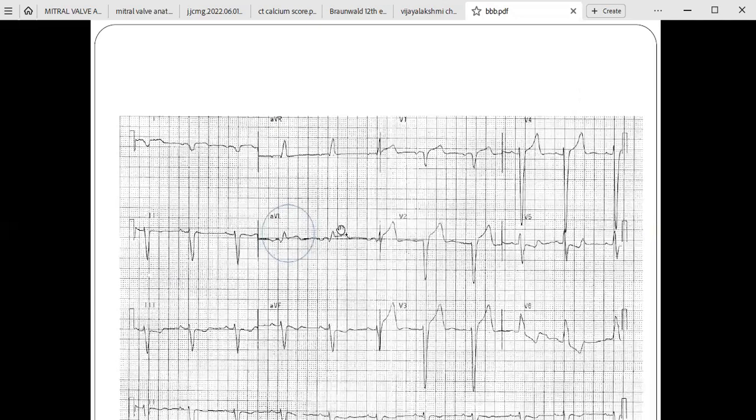You can see here an ECG where in aVL you have LBBB morphology and a positive R wave. Normally in this lead there should be ST depression and T wave inversion. But what you are seeing here is ST elevation and an upward T wave. So this is characteristic of what is called a positive Garbosa criteria.